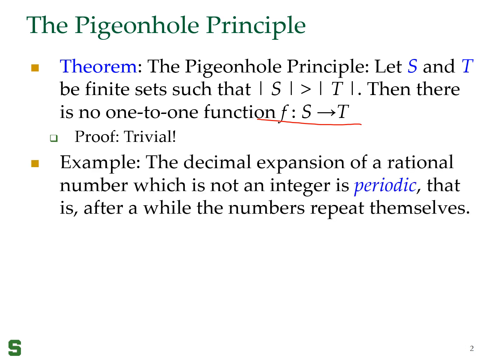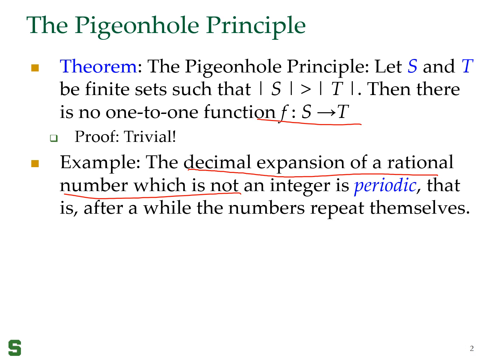So let's look at an example of where we could apply this, where it's not dealing with pigeons, it's dealing with something that we can see in other contexts. What this is saying is, if I look at the decimal expansion of a rational number which is not an integer, so we are not looking at 4 divided by 2 kind of thing, then after a while it's going to be periodic. That is, the same numbers are going to repeat again and again. So let's look at why this is the case.